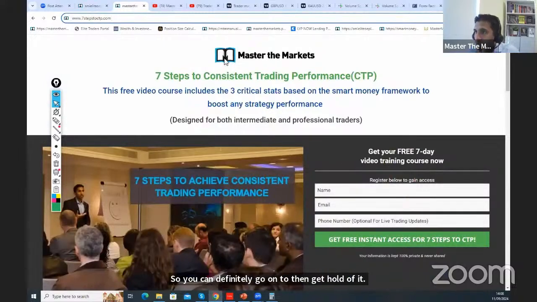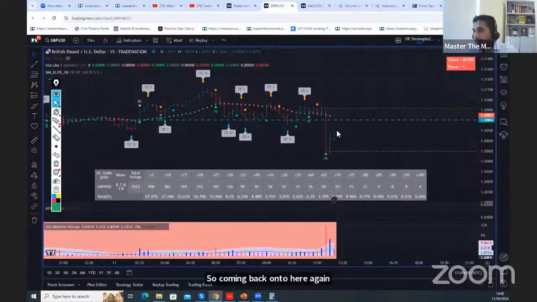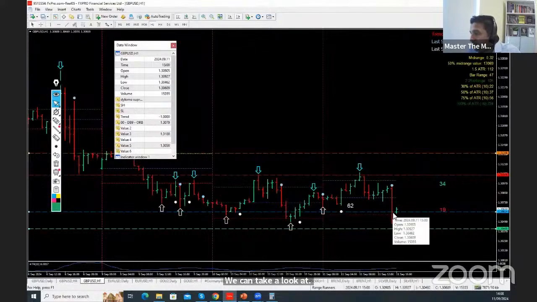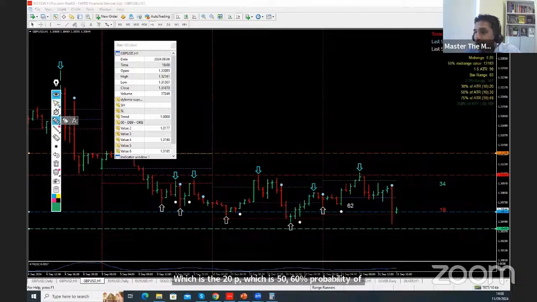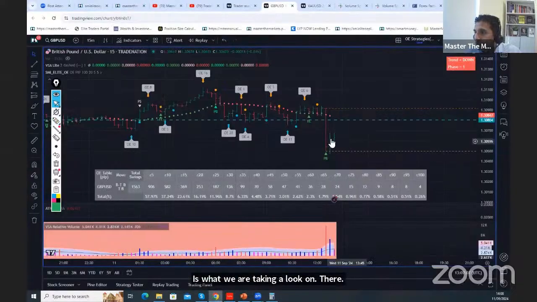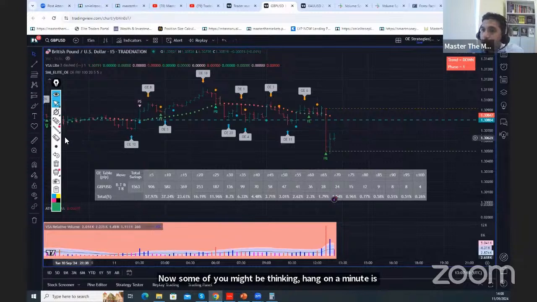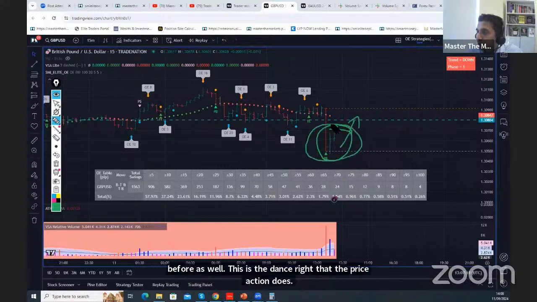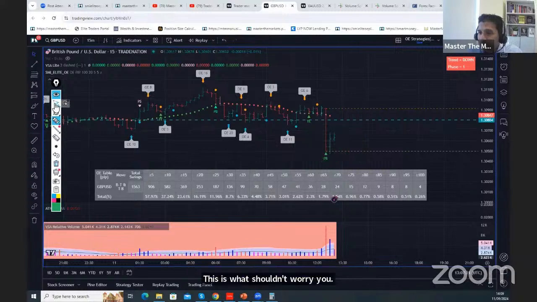So coming back onto here again, that is one way we can take a look at, which is the 20 pip, which is a 50-60% probability of getting there based on swing distances. Now, some of you might be thinking, hang on a minute, it's going short, but these bars are all going on the top. Remember, this is what Stuart had said before as well. This is the dance that the price action does. This shouldn't worry you if you know your volatility numbers.